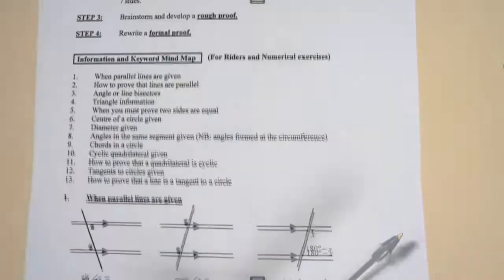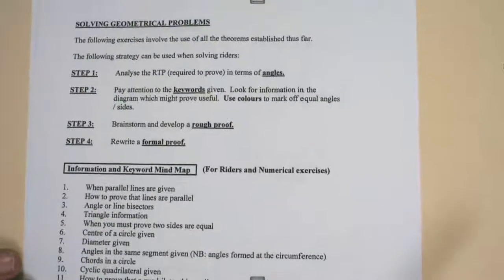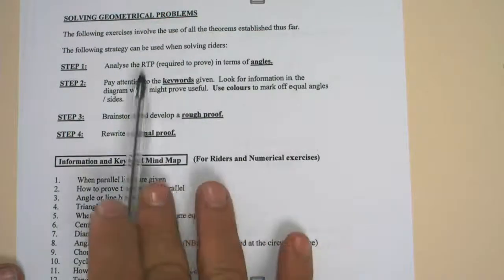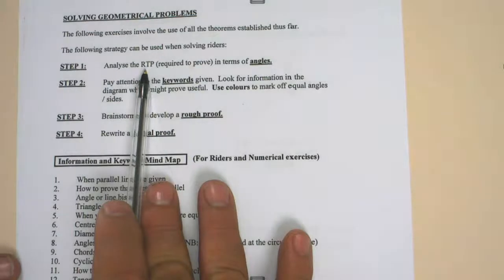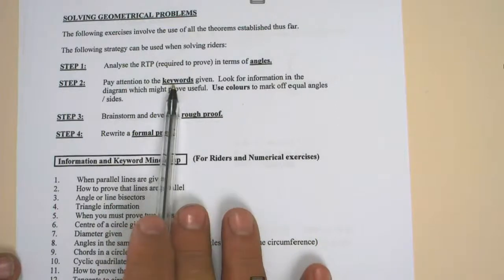Okay, let us look at solving geometrical problems. It is very important to analyze what is required to prove. We've got to look at what they want in the question. We've got to look for keywords. For example, if they say O is the center of the circle, then there are 5 theorems that we can apply.